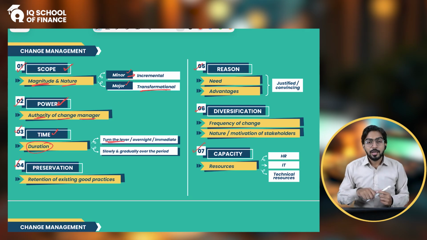Turn the lever, turning the lever means, as soon as you turn the lever, the change implemented, right? So that is called the quick change. All right, and then, overnight, or the immediate, or slowly and gradually over the period. So that means you have to understand that what is going to be the duration in which you are going to implement the change. If the duration is too short, the change is too rapid, you need to have more concentration, more focus on the change implementation and the change planning, and the authority should be higher.